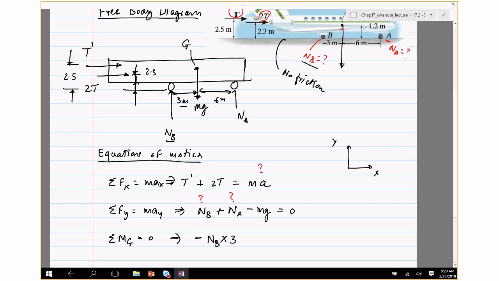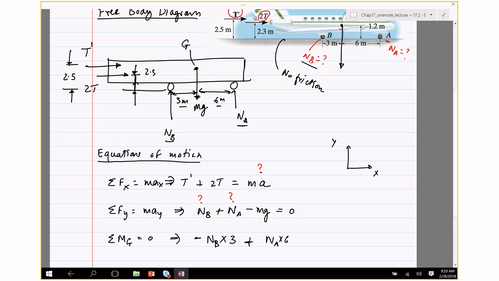So the next force is NA, and the perpendicular distance is 6, so NA times 6. Again, do the same thing: hold the plane at G and apply the force at NA, and that will cause the plane to tip in the counterclockwise direction. So the force is positive.